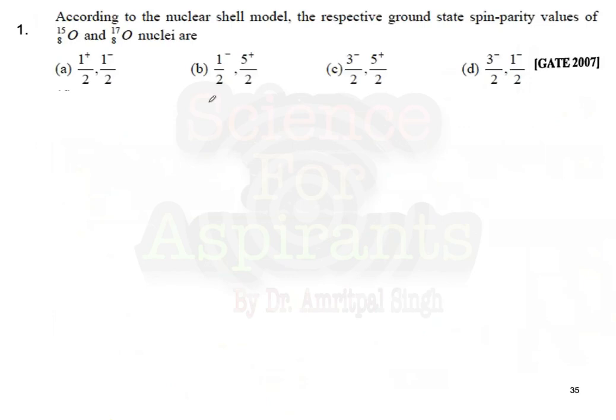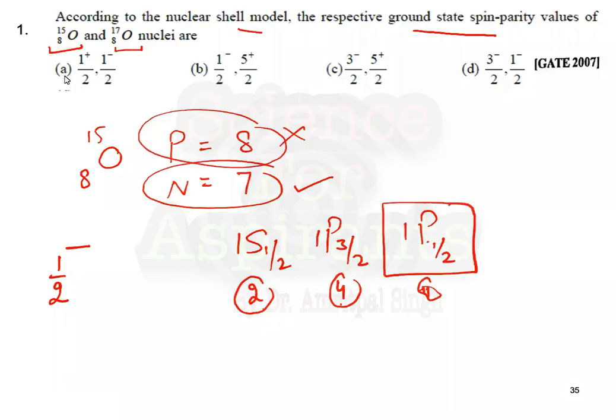So next question, that is in GATE 2000. Oxygen-15 has 1/2 minus. So you can see that there is only one option whose value is this. Similarly you can also solve this for oxygen-17.